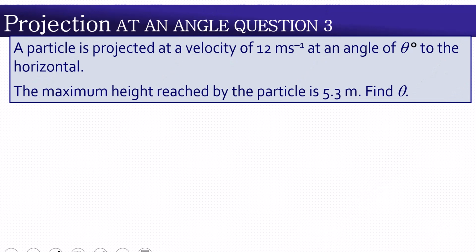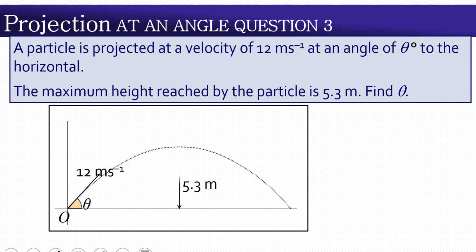Our next question is saying a particle is projected at a velocity of 12 meters per second at an angle of theta degrees to the horizontal. The maximum height reached by the particle is 5.3, then find theta, that is the angle of projection. So here they can twist the question in any way so that you can find the information that is not given. So as I told you, don't panic. First things first, summarize the information. In this case, if I'm given maximum height, I know that I will use information connecting with maximum height. So I will know that I need to summarize information for the y direction.